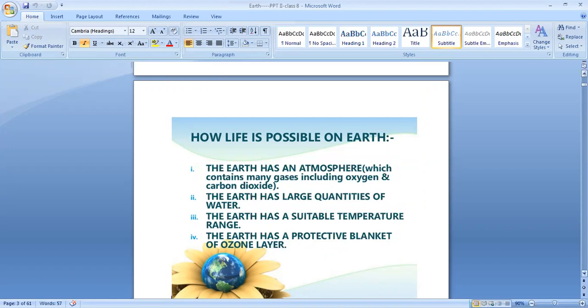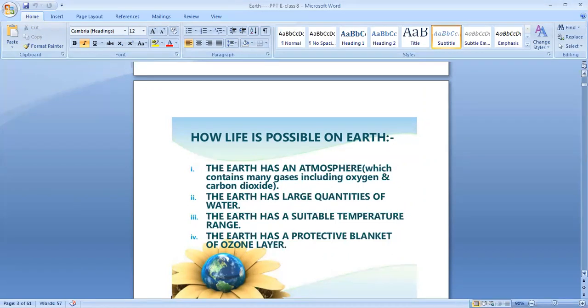You know what is meant by atmosphere? You would have studied in the smaller classes. It's a blanket of air which covers the Earth, which contains different types of gases and also water vapor, dust particles. So this atmosphere also contains oxygen. Oxygen is very essential for life. Without oxygen, we cannot live.